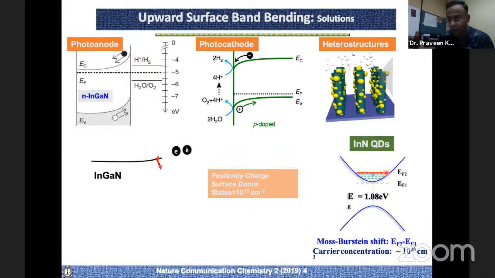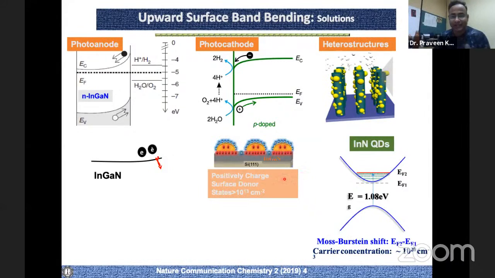The Fermi level moves above the conduction band. So that is where it has a lot of positively charged surface donor states. When I have these positively charged surface donor states, and I put indium nitride on the surface of the indium gallium nitride, these conduction band electrons will be attracted by these positive charges.